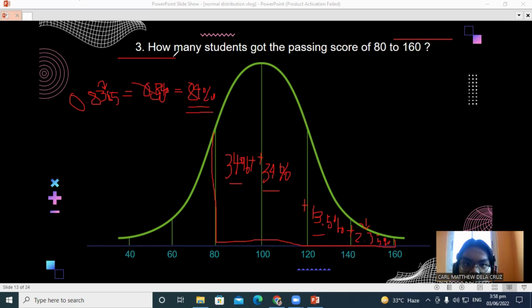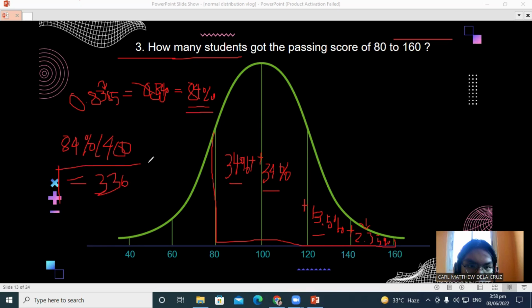But since we are looking for how many students, 84% times our number, which is 400 students. So 84% times 400 will give us 336 students. So 336 students got the passing score.